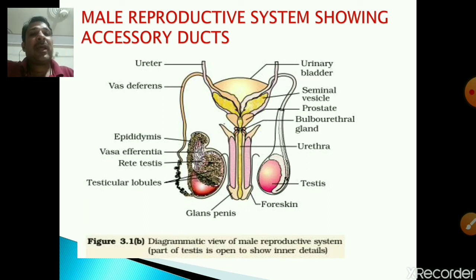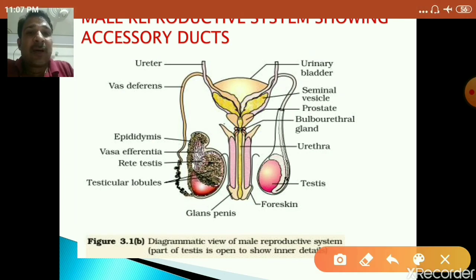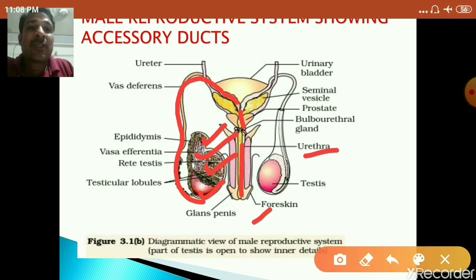That is another diagram showing the male reproductive system. You can easily find that oval-shaped structure, the testis, and in the testis a lot of seminiferous tubules. Seminiferous tubules open into the rete testis. Rete testis opens into the vasa efferentia. Vasa efferentia open into the epididymis, and epididymis opens into the vas deferens, and now the vas deferens opens into the urethra, and the urethra opens to the outside.